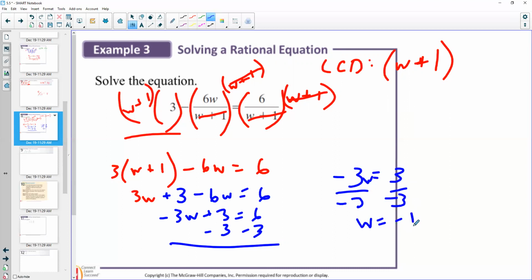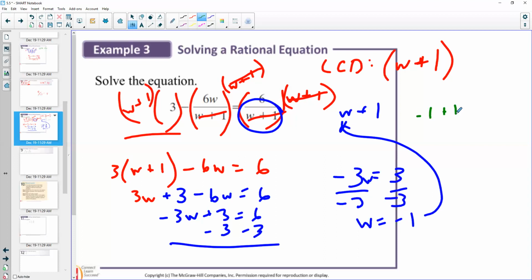W equals -1. And remember, in algebra, you can always check. We should, particularly in a case with fractions, okay? Because watch what happens. Remember we talked at the beginning of rational expressions about domains. Well, look at what our original fractional denominator was. It's w plus 1. If I plug -1 in there, I get -1 plus 1. That gives me 0, which means my denominator is 0. Is that okay? Nope. What that means is that there is no solution to this one.